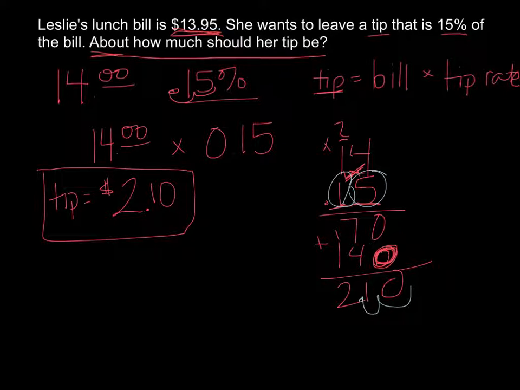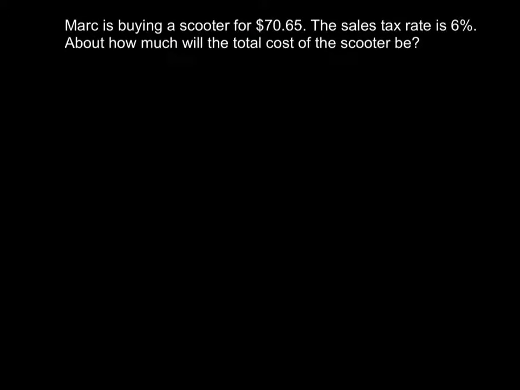And again, the formula that we wrote down before tells us how to find the total cost, but this question does not ask us to find total cost. We only have to find the tip, so we're already done. Okay, now let's try to do a sales tax.